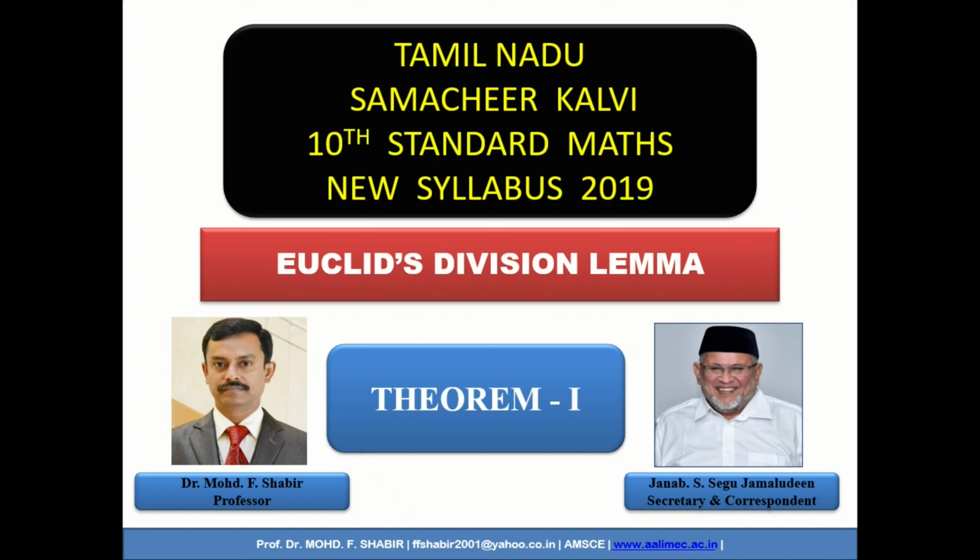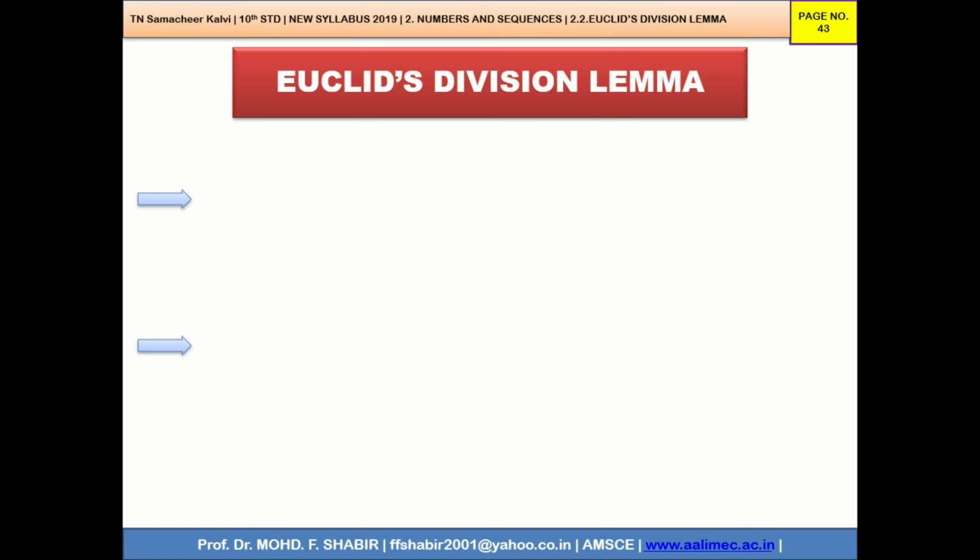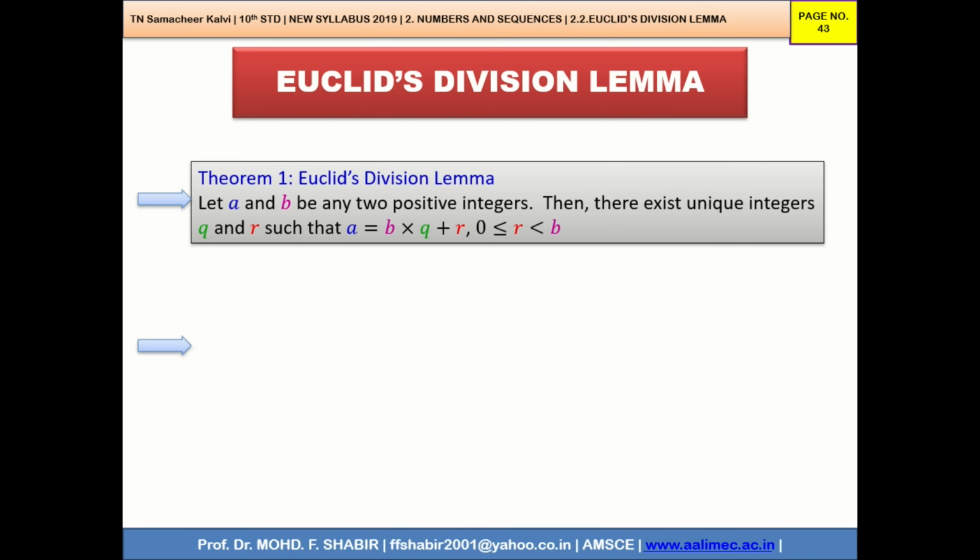Good morning to all. In this video, we will try to understand Euclid's division lemma, theorem 1. Theorem 1 says, let a and b be any two positive integers, then there exist unique integers q and r such that a equal to b into q plus r, where r is more or equal to 0 and less than b.